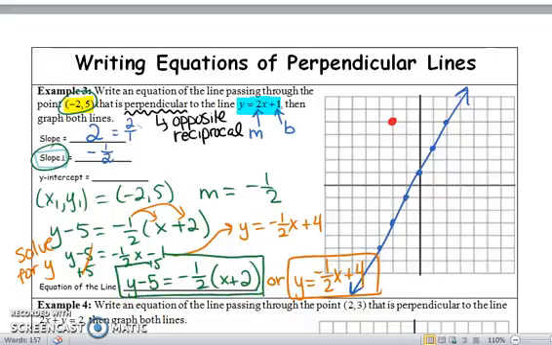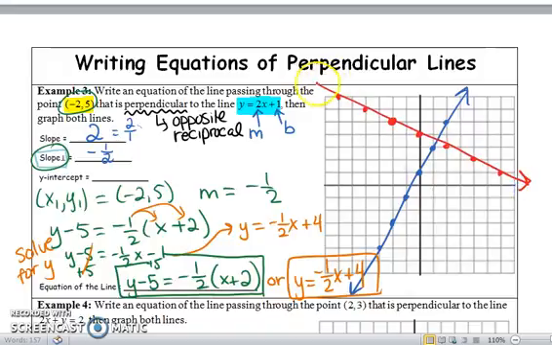So let's go ahead and graph this. Starting up here at a y-intercept of 4, 1, 2, 3, 4, I go up 1 to the left 2, and that brings me to the point -2, 5. Go up 1 to the left 2, up 1 to the left 2. I can also go down 1 to the right 2, down 1 to the right 2, and so on and so forth, connecting my dots.